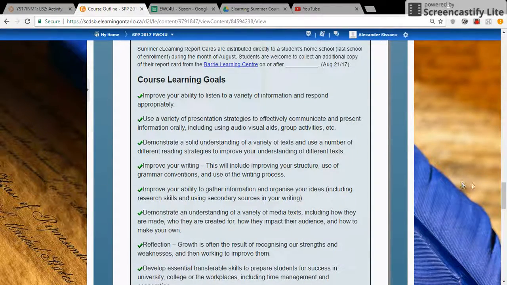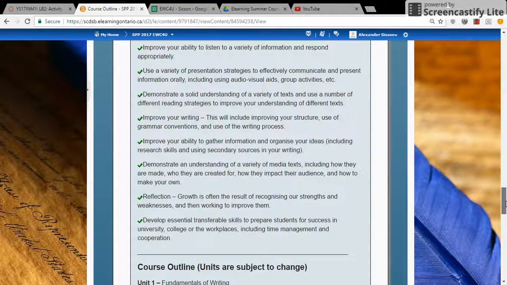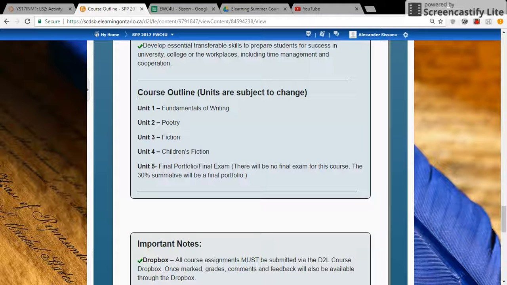And here are the course learning goals. Again, these are important for you to thoroughly analyze and go over. And these will be our units for the course.